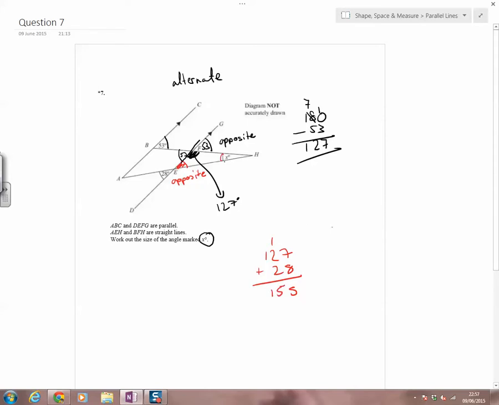So I can work out x because angles in a triangle, and you can see this triangle here, has to add up to 180. 180 take away 155 is 25. So x equals 25 degrees.